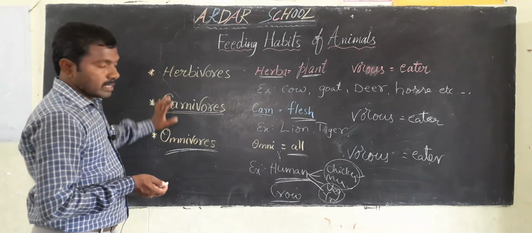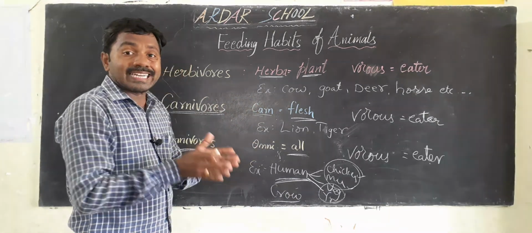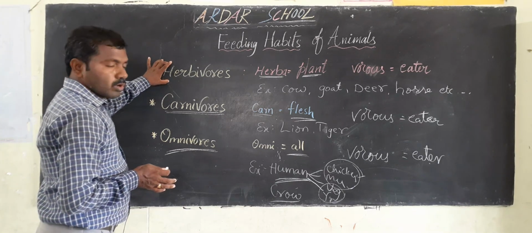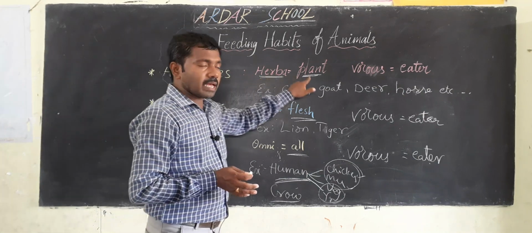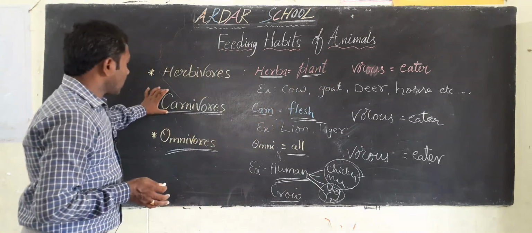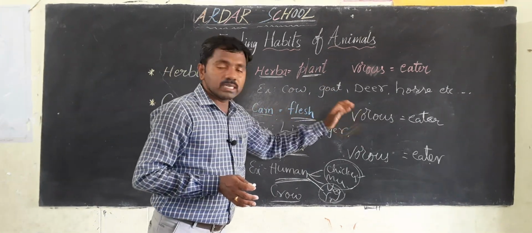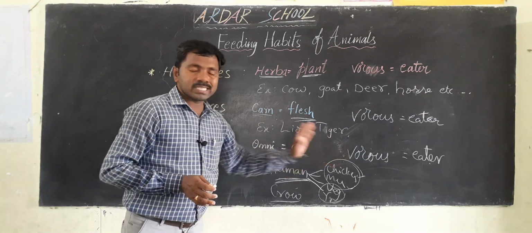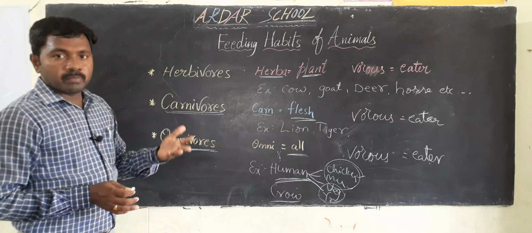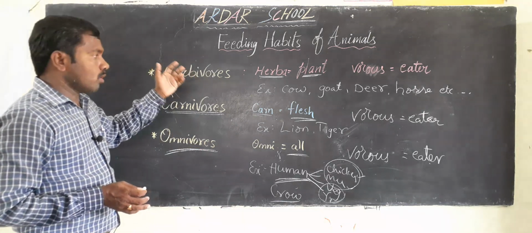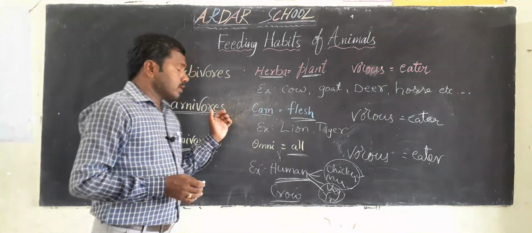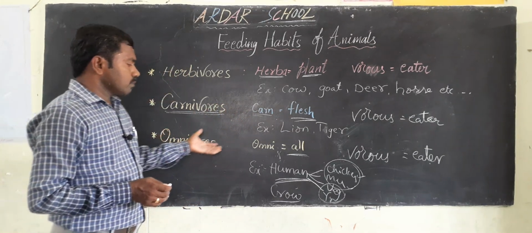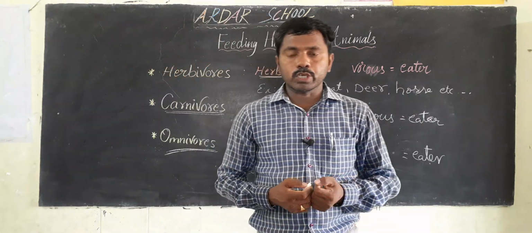Based on what they eat, we categorize animals into three groups. First, herbivores: herba means plant, vorous means eater. Examples: cow, goat, deer, horse. Next, carnivores: carn means flesh. Examples: lion, tiger, wolf. Next, omnivores: omni means all. Best examples: human being, crow. Children, you got it.